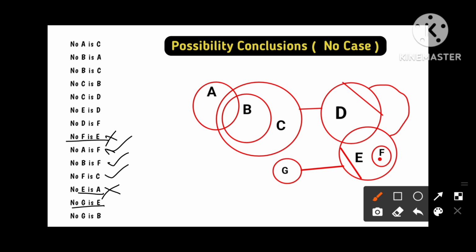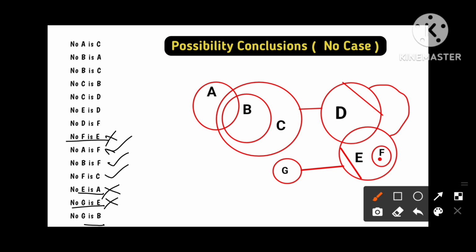No G is E. Can we share some part of G with E? I already said that we can place G inside E, or else we can place G here. This G doesn't share this part. So some case is possible for G and E. So some case possible means the conclusion fails.